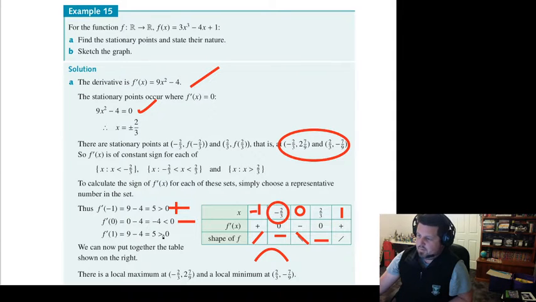Again, 5 is greater than 0, so it's a positive gradient. So it's going to go up like this. Again, around this stationary point, the shape is going to be like that. With the stationary point down the bottom here, it's going to be a local minimum at that particular point, which is pretty cool. Now it says here, let's sketch this graph.